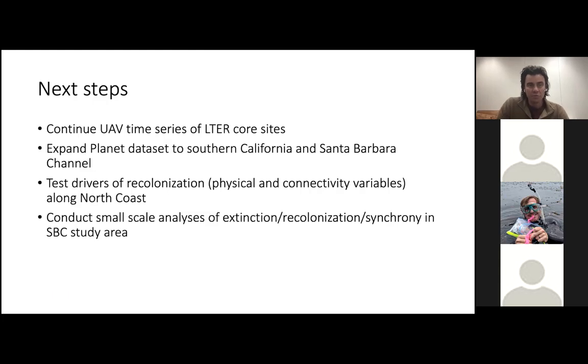But moving forward, we're going to expand this to Southern California, to Southern Santa Barbara Channel, to our LTER sites, continuing the UAV time series of our LTER core sites, which Tom is going to talk about in a moment here. And then start doing the analyses, right? Looking at drivers of recolonization on small scales, and patterns of extinction, recolonization, synchrony, and so on. Okay, that's all I have.